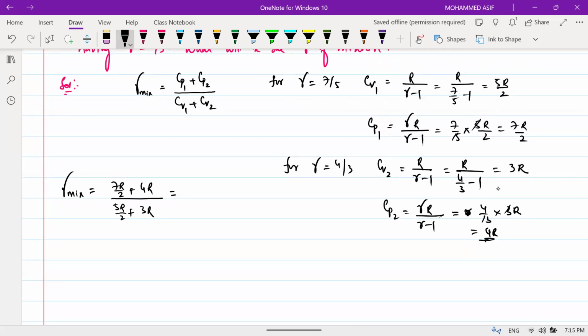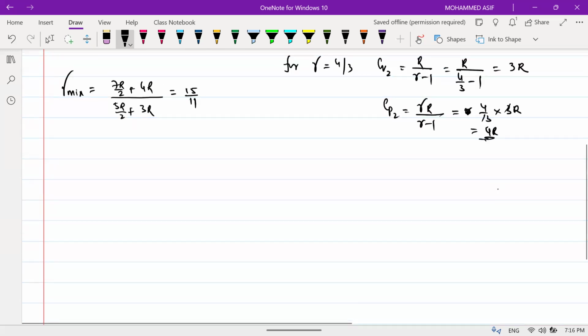Anyone? Make it fast. So one student has given me the answer 15 divided by 11. Very good. Sure. Next question.